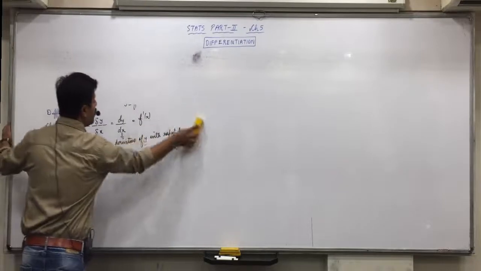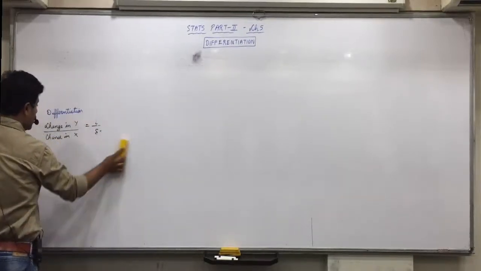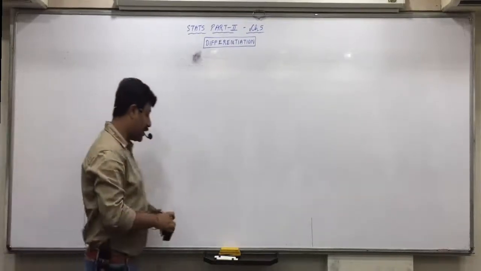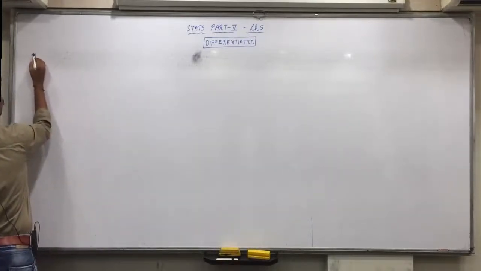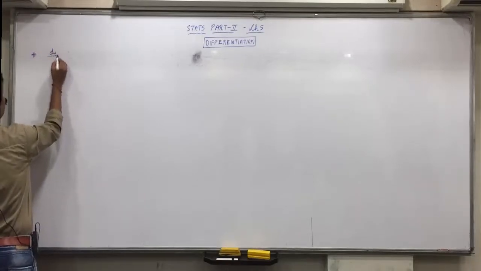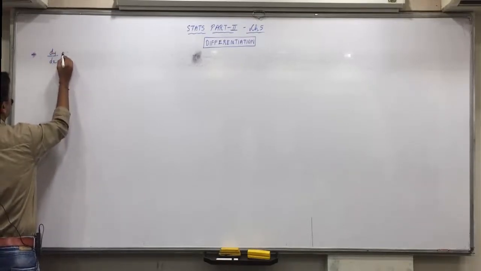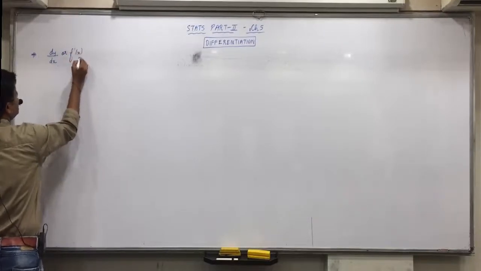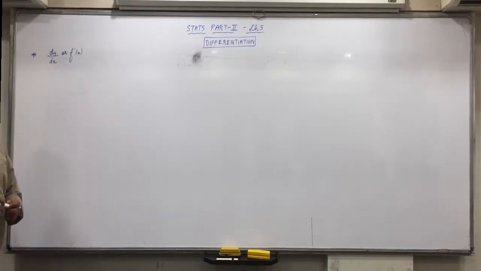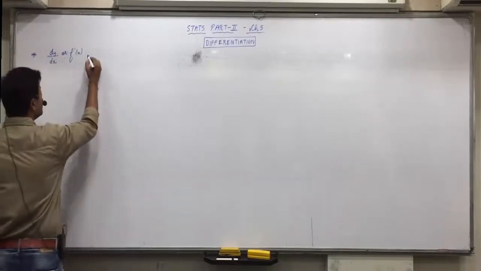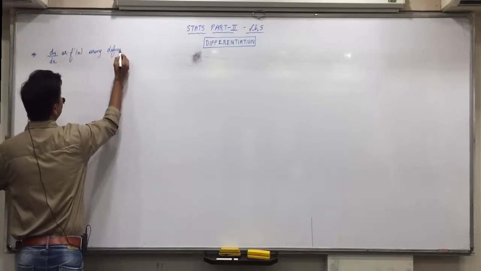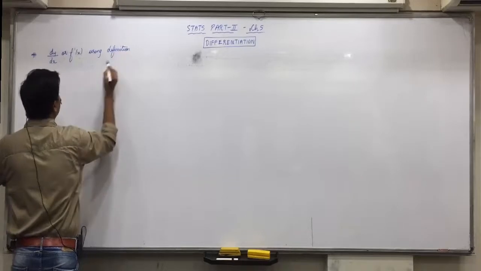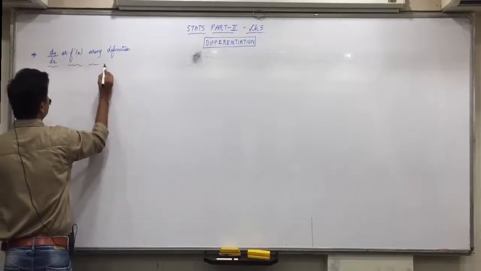Now, first we go with the definition and derive a formula to find this. So, how to find dy by dx or f dash x, using the definition itself. Understand how this formula is derived?